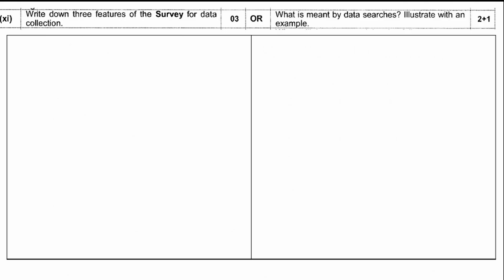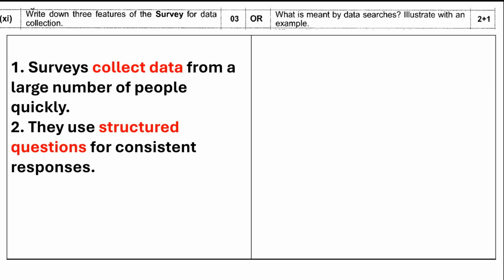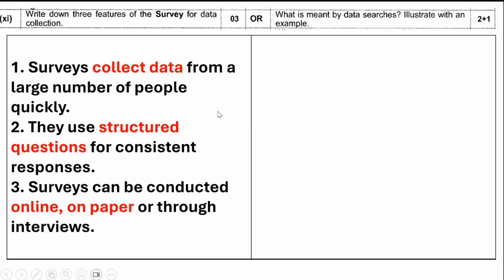Next question is to write down 3 features of the survey for data collection. You have collected the data. What are the 3 features? Number 1, a survey collects data from a large number of people quickly. Then next point, they use structured questions for consistent responses. This is the second feature. The third feature is a survey can be conducted online, on paper, or through interviews. These are the channels through which you can conduct the survey.